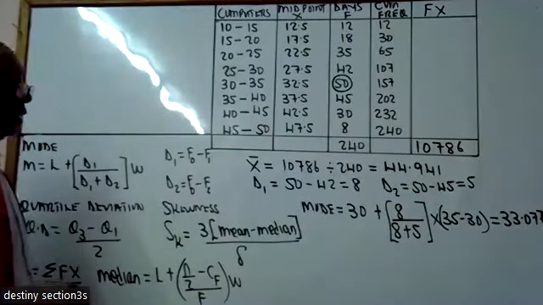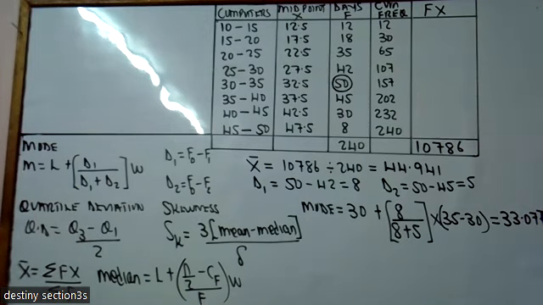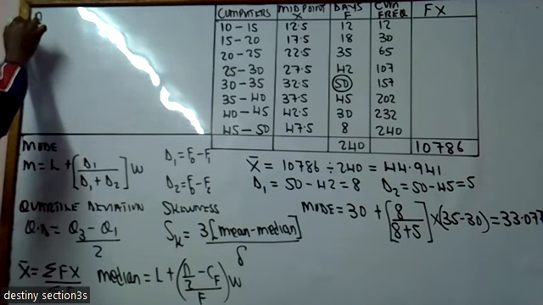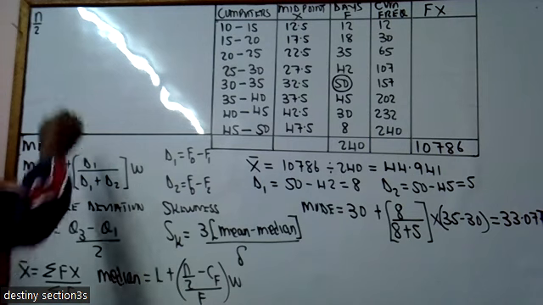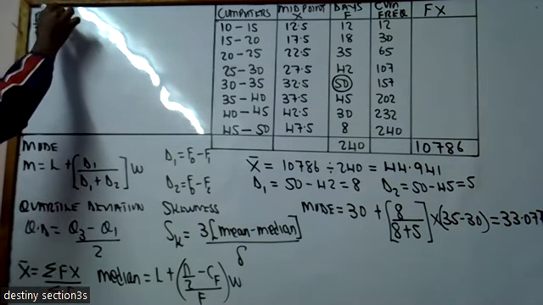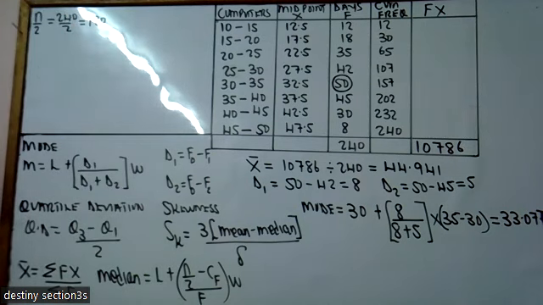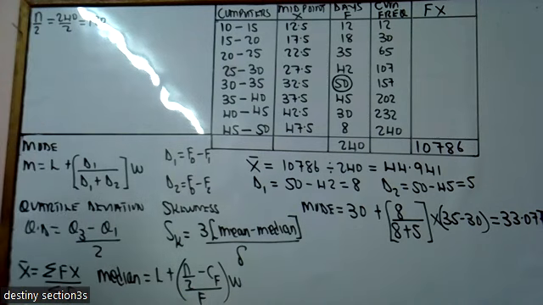3.077. Okay, so that is about the mode. Let's compute the median. So for us to get the median, we must first of all get N out of 2. N out of 2 is 240 out of 2, which is 120.